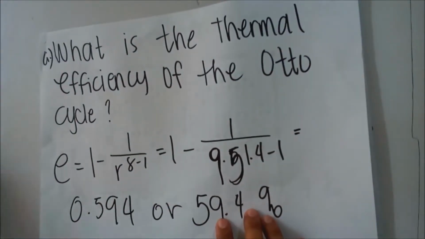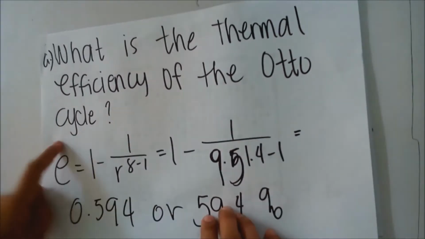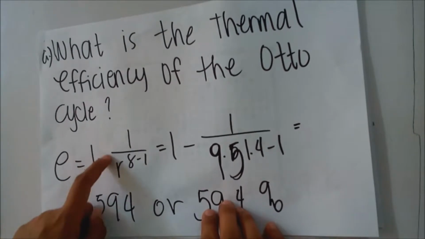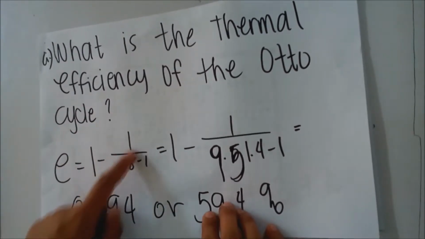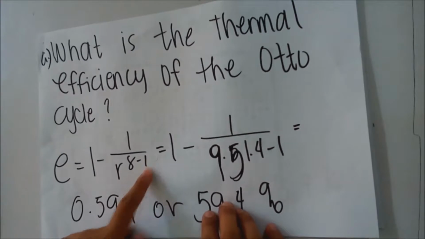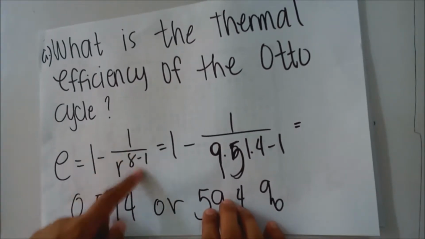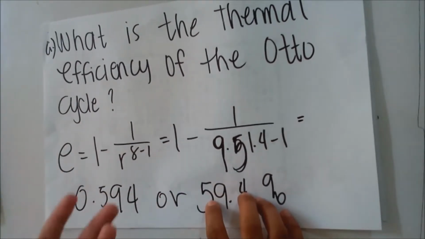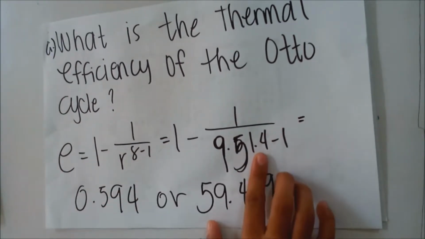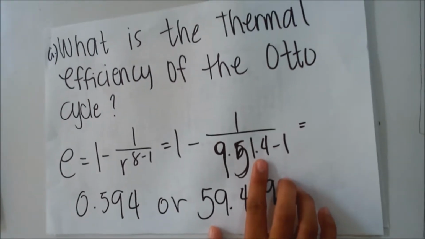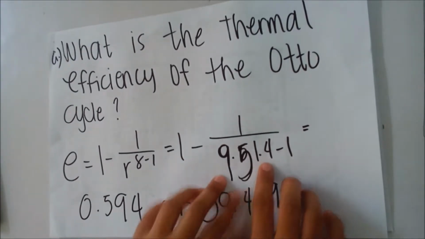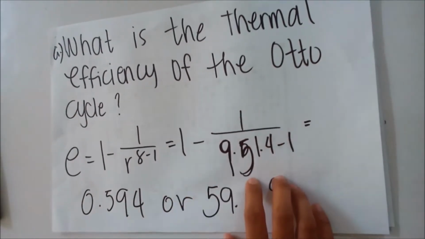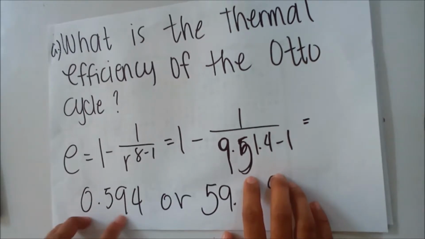So for letter A, what is the thermal efficiency of the Otto cycle? We know that the equation for thermal efficiency is equal to 1 minus 1 over r to the power of sigma minus 1. So this r is the compression ratio and the sigma is the value for air. Since in our problem the compression ratio is 9.5, and we all know that the value for air is 1.4, it is constant. So put these numbers in your calculator, then you will get 0.594.